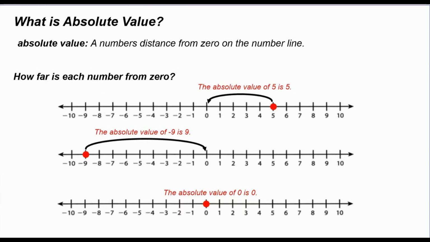What is absolute value? Now here's our definition. Absolute value is a number's distance from zero on the number line. So it's a very, very basic thing. It's a number's distance from zero.